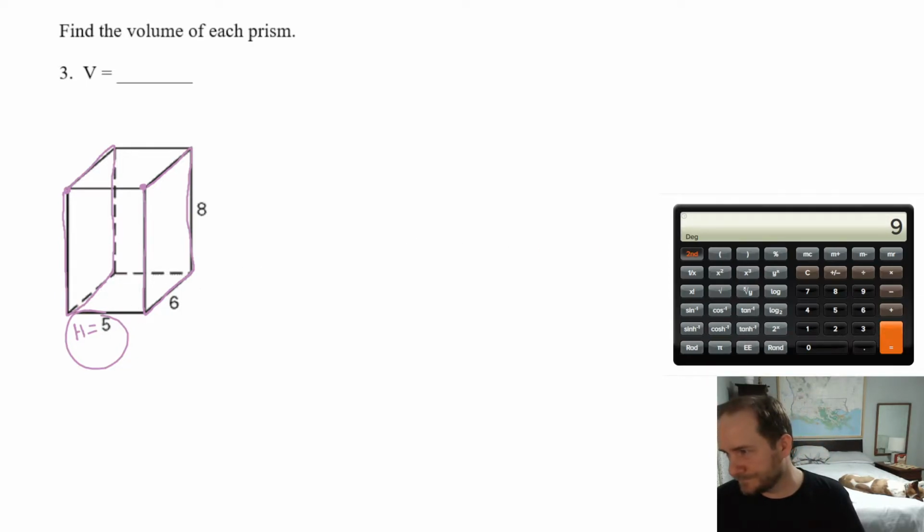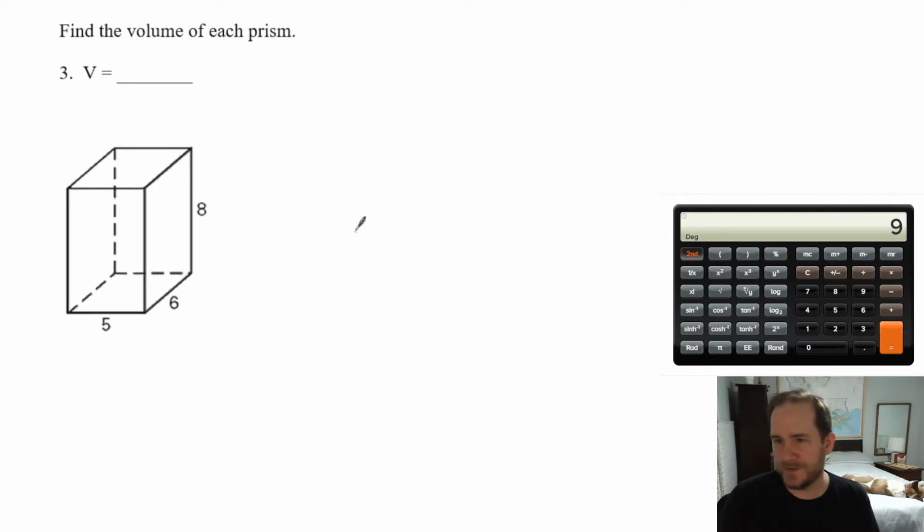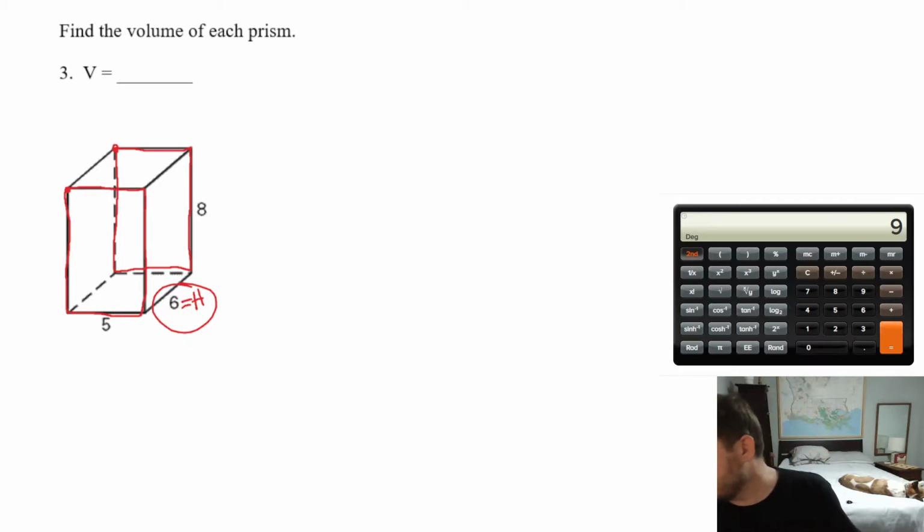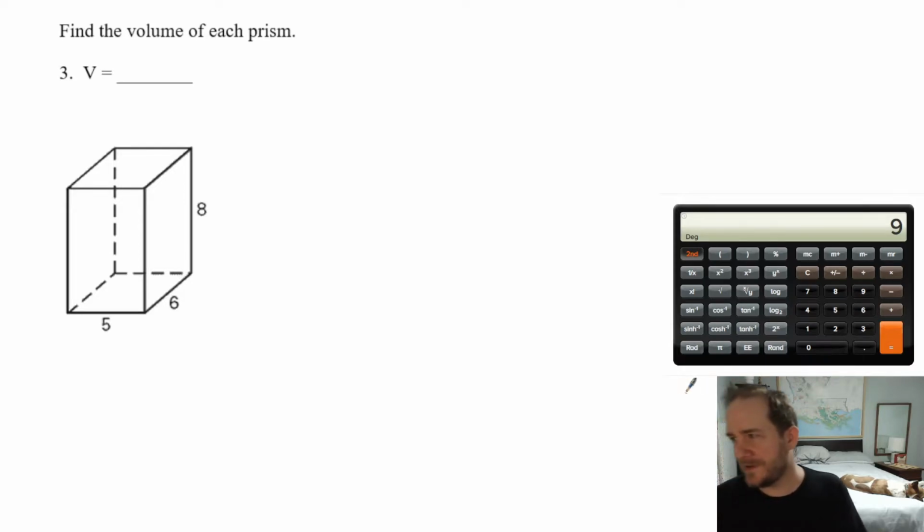Now on the other hand, you could let the front and back be the bases too. The front is this 5 by 8 rectangle. And there's another 5 by 8 rectangle right here in the back. So there's two congruent faces. If you chose to think of this as your base, then your height would be the 6, because the height is always the distance between those faces. Now again, all of that seems pretty silly, because I think most of the time, if you can get away with it, if you can let the bottom be the base, that's probably going to be the best idea.